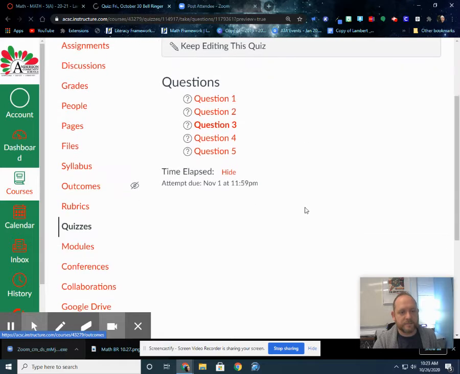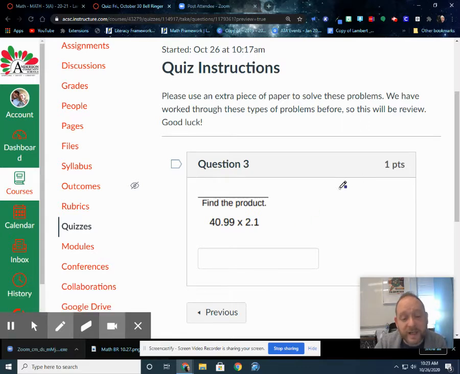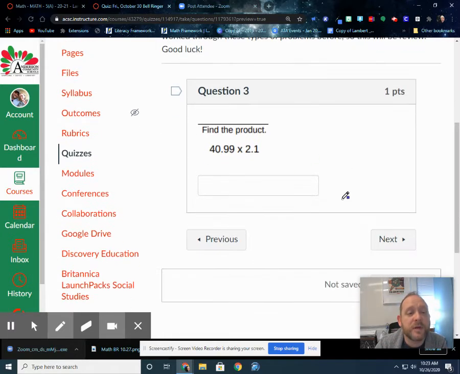All right. We've got 40 and 99 hundredths times 2 and 1/10. Go ahead and multiply that out. Remember what our tricks for multiplication that we've talked about this week? Forget the decimals while you're multiplying and then add the decimals to your answer. We'll check that out here in just a second.